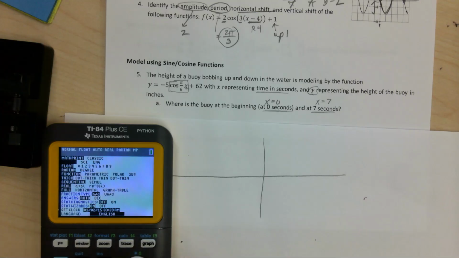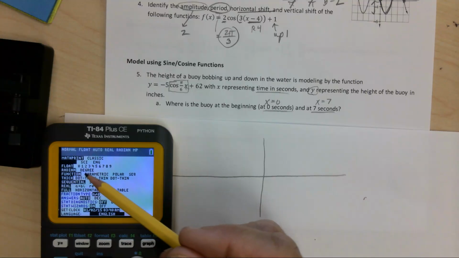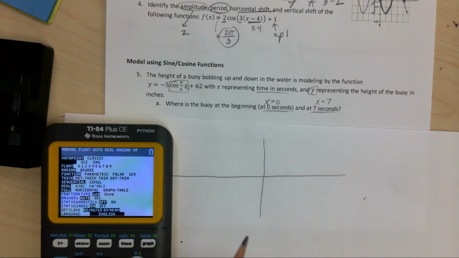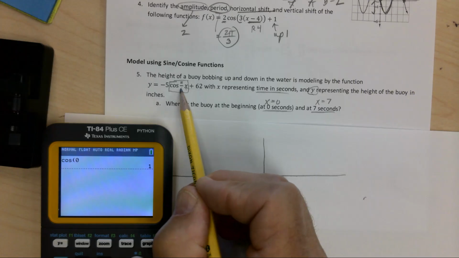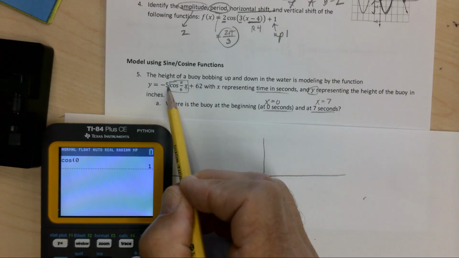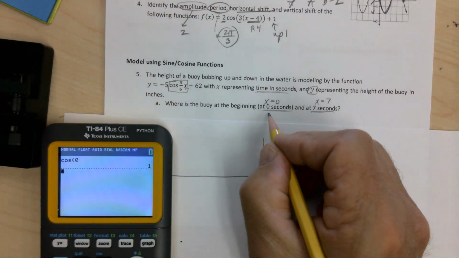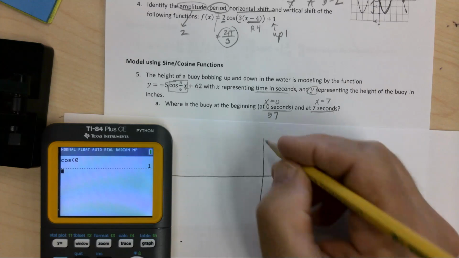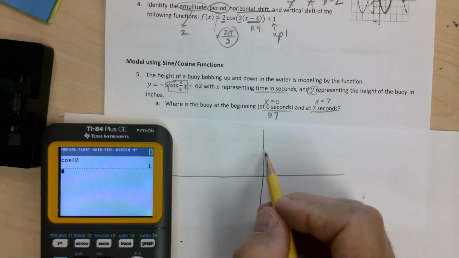Now let's go to mode here. Right now it doesn't matter if it's in radians or degrees because 0 is just 0, but we'll talk about that in a minute. So cosine of 0, enter, is 1. So that's 1 times negative 5. Negative 5 plus 62 is 57. Now I'm going to make a little scratch pad here, and that's where it starts.